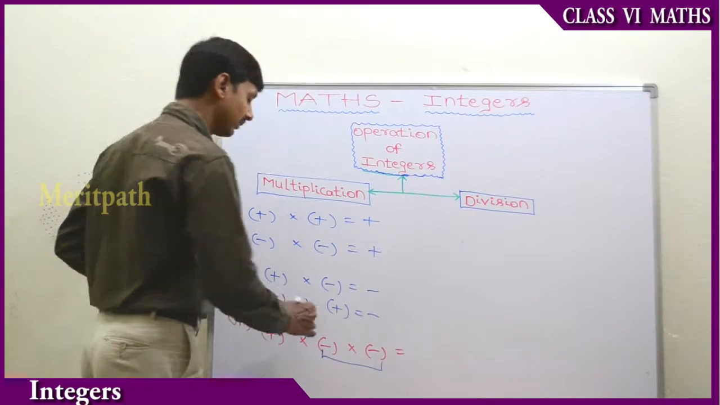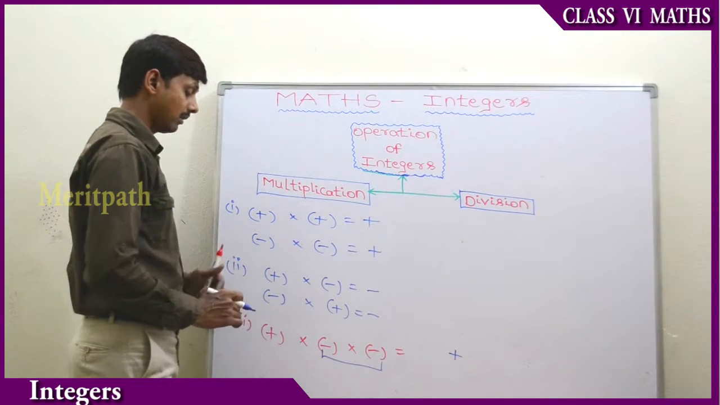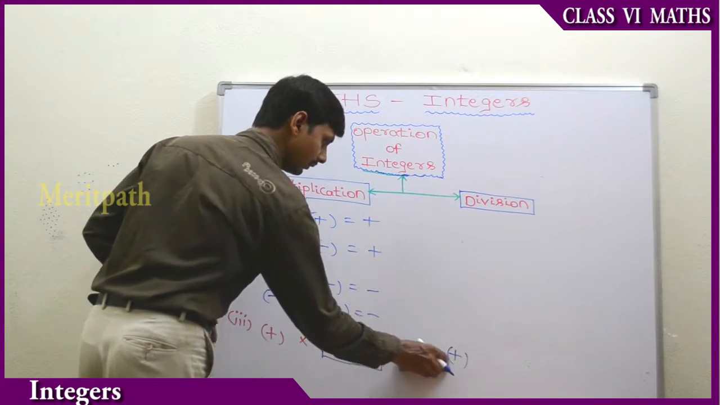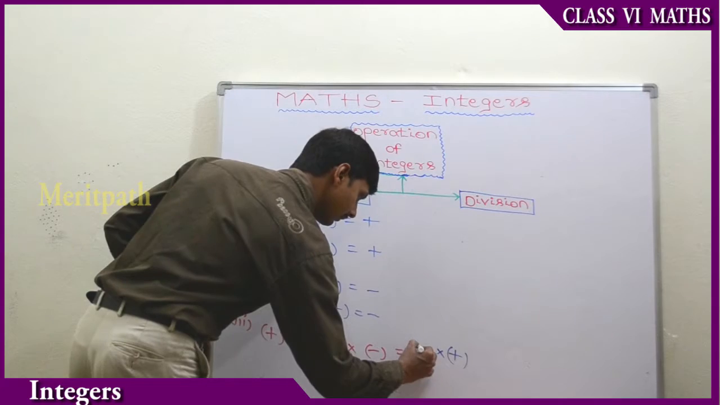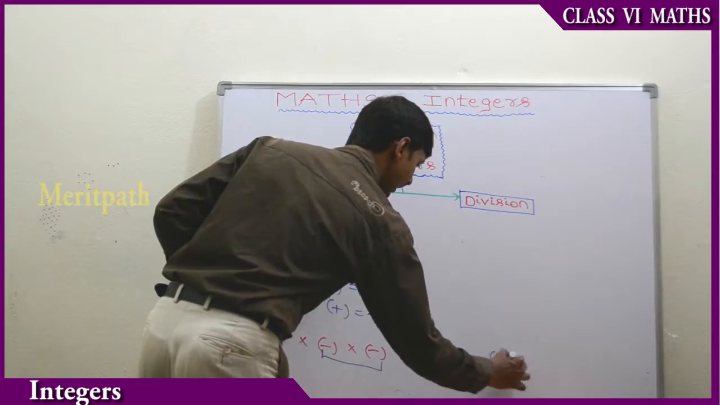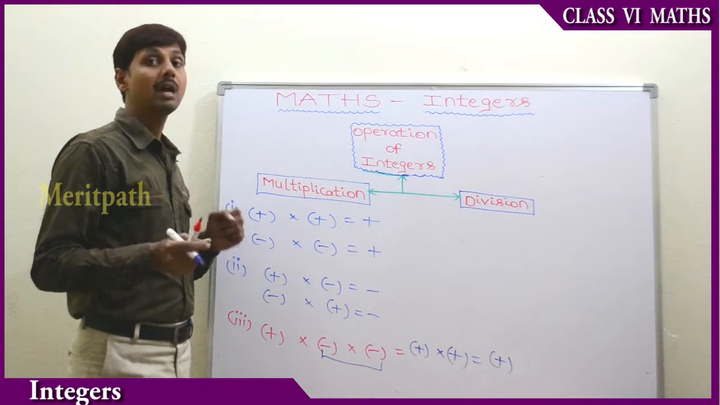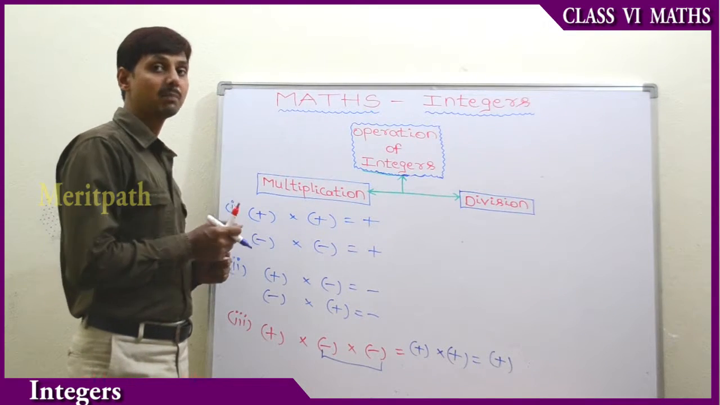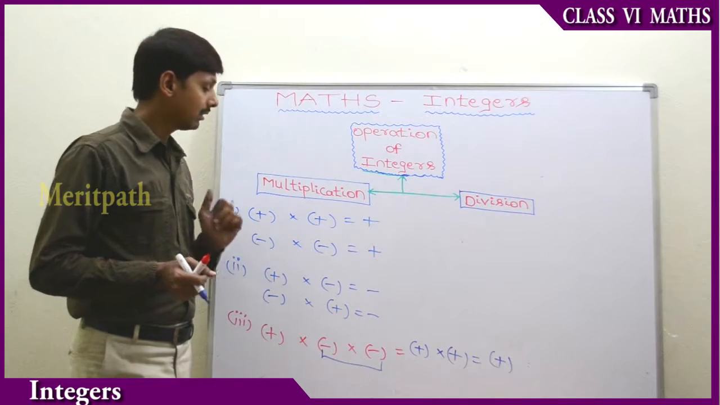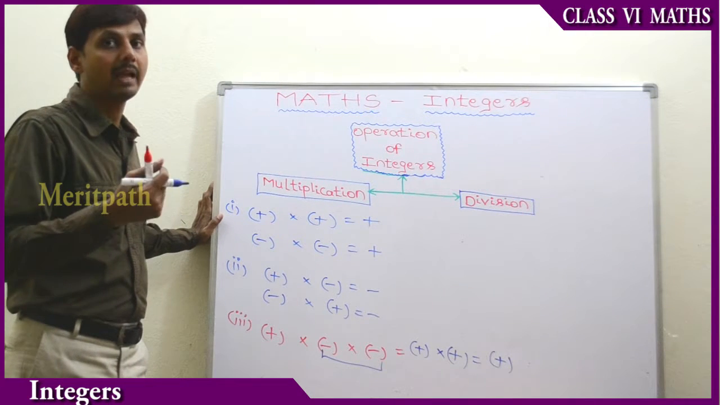So let's multiply both. Plus is what we get after multiplication of these two signs. Then here we have a plus symbol. Plus into plus is also plus. In this manner, when there are more than two integers, we'll multiply any two of them, and after getting the sign, we'll multiply with the third sign. Finally, we'll get the resulting sign. So this is the multiplication of integers when we have more than two integers with us.